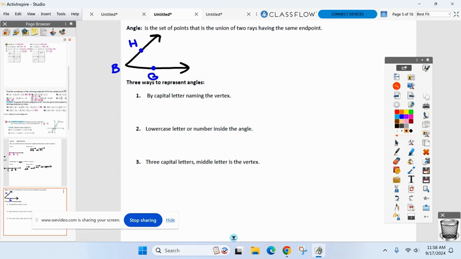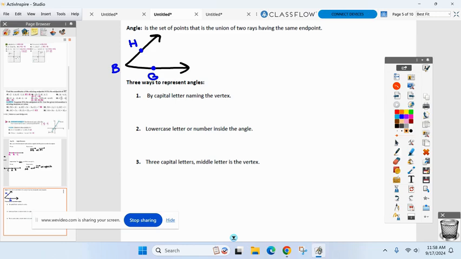Okay. Moving on. There are three ways you can name this angle. There's one way in particular I'd like you guys to gravitate to, but you have three options. One option is to name it by its vertex. So this could be angle B.